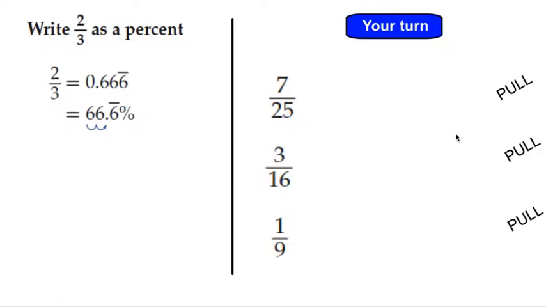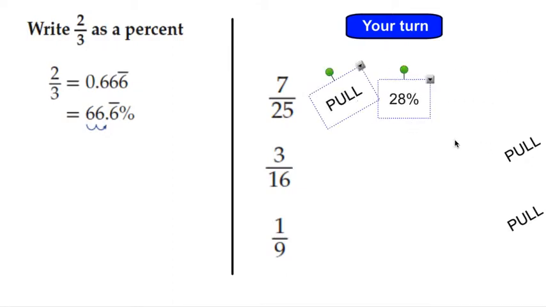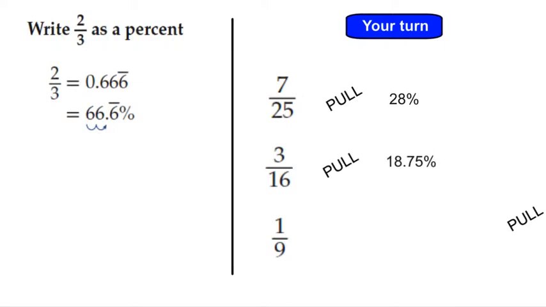Go ahead and pause the video. You know what to do. Alrighty, let's see what we got for answers. 7 out of 25, writing that as a percent, is 28%. 3 divided by 16 as a percent works out to be 18.75%, and 1/9 works out to be 11.1%.